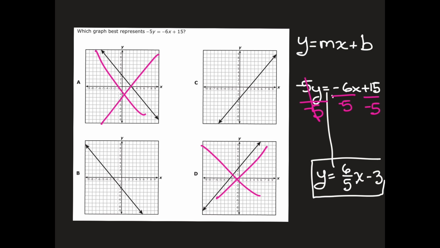So my y-intercept of negative 3 is correct, but then I need to move up 6: 1, 2, 3, 4, 5, 6, and then 5 to the right: 1, 2, 3, 4, 5. Move up 6. Well, this doesn't work anymore. So my right answer is C.